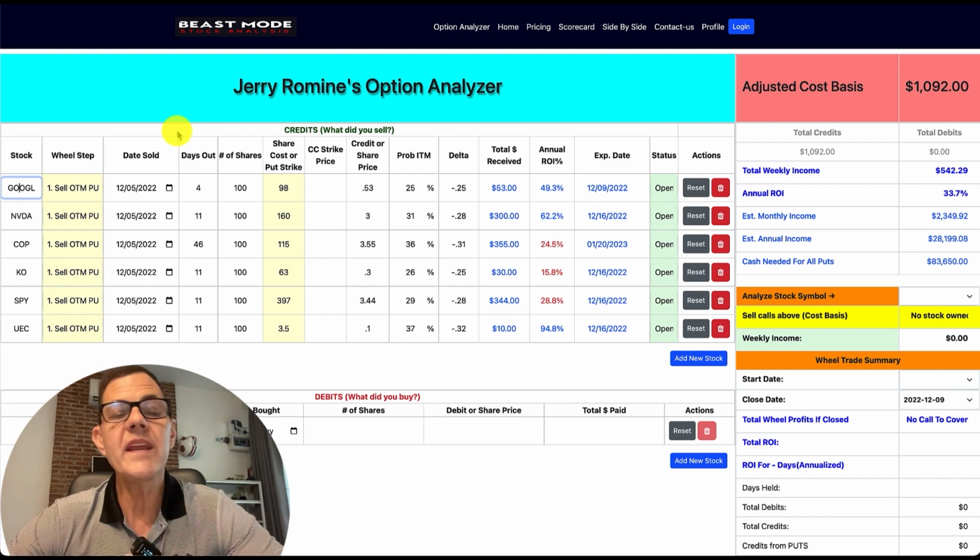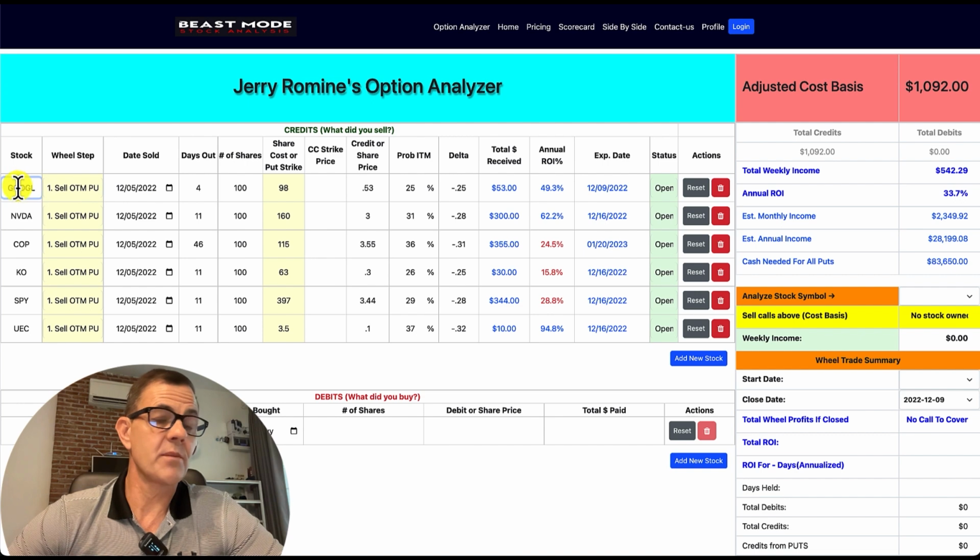And if you're going to be looking at selling puts or covered calls, this is where you want to do it. You want to simply put in the numbers, and then you can see what the annual ROI is going to be. And make sure you keep your delta as close as possible to whatever delta you're using.